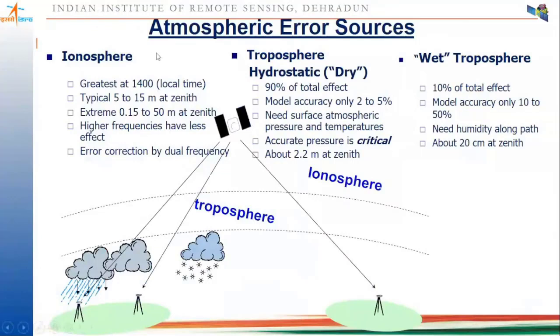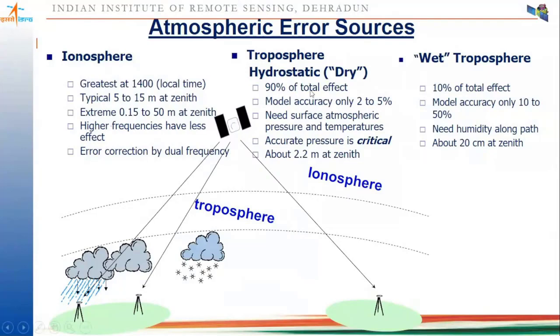The ionosphere delay will be maximum around 14 hours local time, and it is around 5 to 15 millimeters at the zenith. In extreme cases, it will vary from 0.15 to 50 meters at the zenith. Higher frequencies have less effect because it is proportional to 1 upon f square. So if the frequency is high, then the delay will be less. Error correction is basically done here using the dual frequency method.